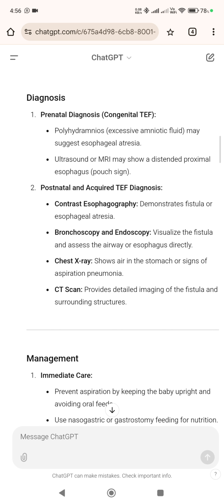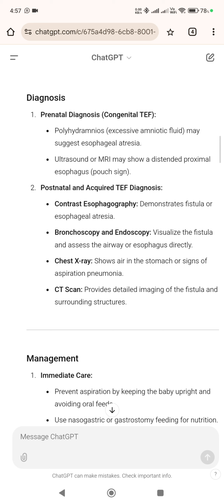2. Postnatal and acquired TEF diagnosis: contrast esophagography demonstrates fistula or esophageal atresia. Bronchoscopy and endoscopy visualize the fistula and assess the airway or esophagus directly. Chest X-ray shows air in the stomach or signs of aspiration pneumonia. CT scan provides detailed imaging of the fistula and surrounding structures.